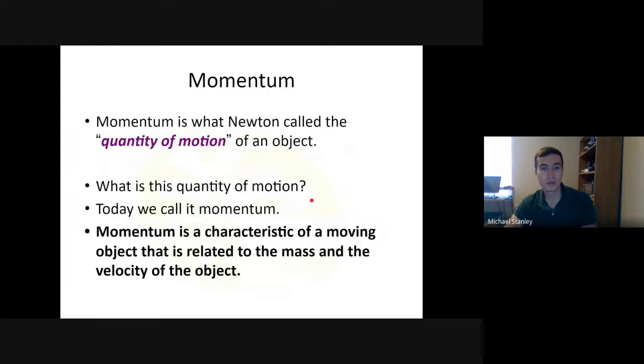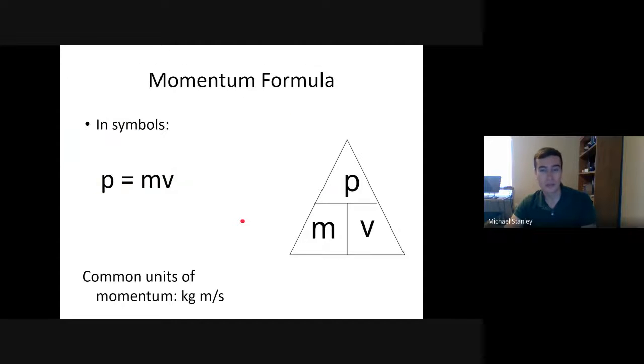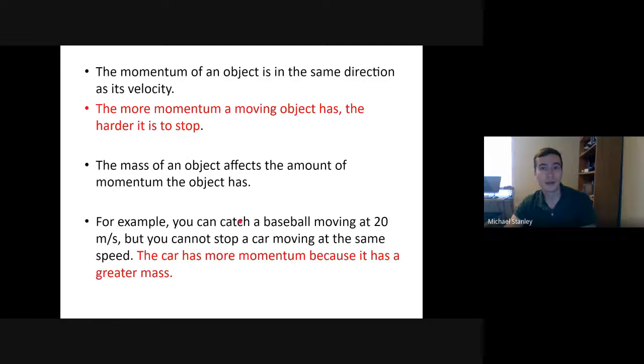Some more things about friction, momentum. We're not really gonna talk about it. It's essentially kind of related to inertia, but it also has to do with how fast things are going. We're not gonna worry about momentum.